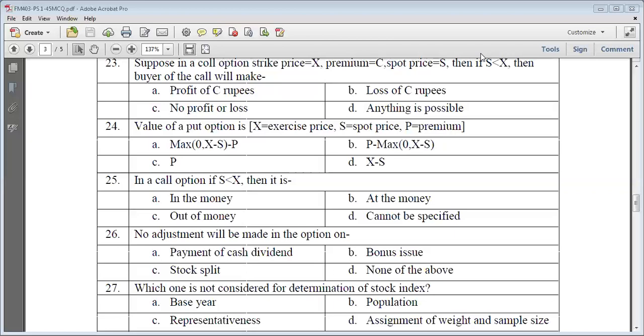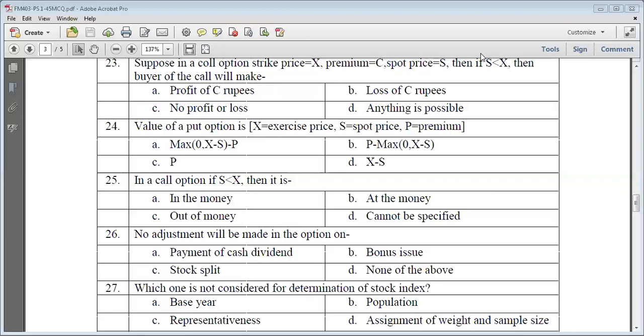X minus S rupees. X minus S is basically the loss, and it can be the premium money. So for 23, the correct answer will be B.